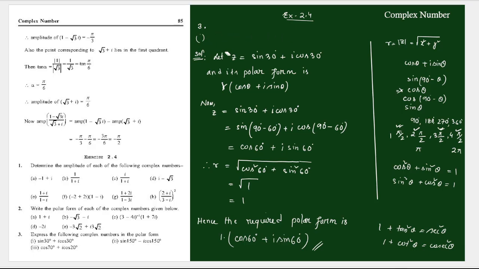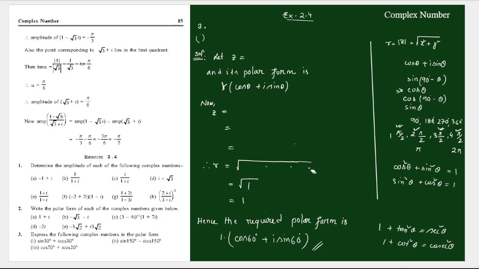I guess you are able to comprehend. So it is the same. Question number 2 is also the same. Question number 3 is also the same. We have to proceed in the same way. So we don't know what is R. Okay, so now we will proceed to question number 2.